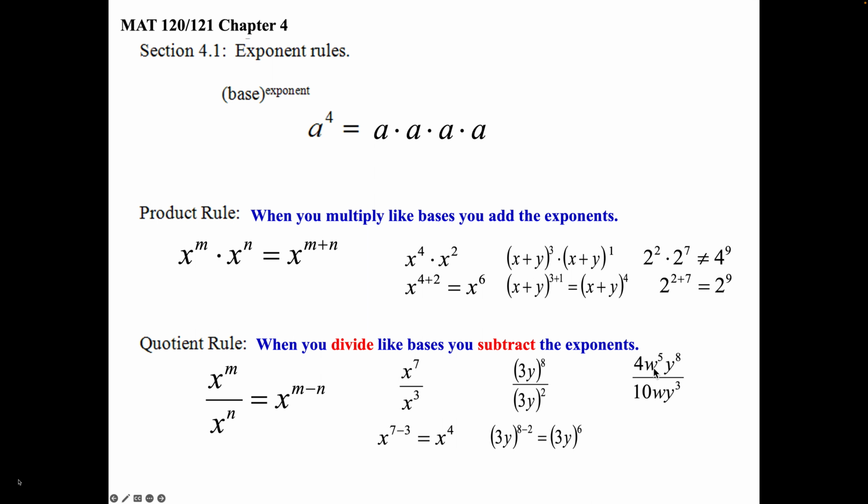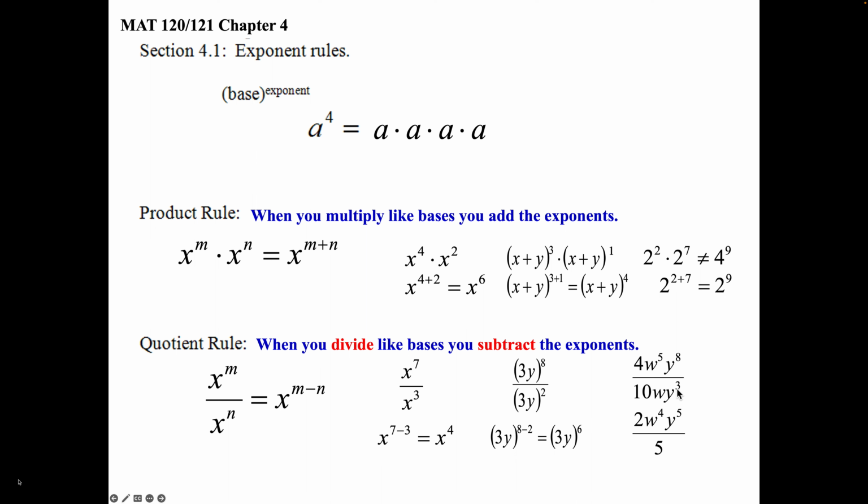Here we have 4w to the fifth, y to the eighth, all over 10w, we'll put a 1 there, y to the third. What we want to do is think about simply reducing these as numbers, the variable w's, and the y's. So if I reduce 4 over 10, I can reduce that by 2. That's 2 fifths. w to the fifth over w to the first. 5 minus 1 is 4. w to the fourth stays in the numerator.